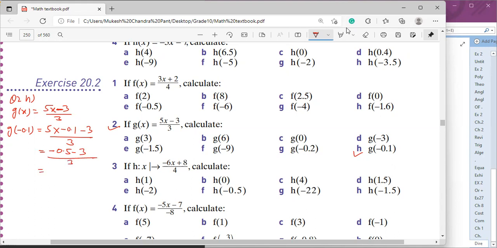This will be minus 0.5 minus 3 over 3. So both are negative, so you will add this one: 3.5 negative over 3, and then you can simplify this. Simplify means if you wish you can write this in fraction also. Multiplying by 10 both sides, right? So 35 over 10, and 5 can divide 5 7s.